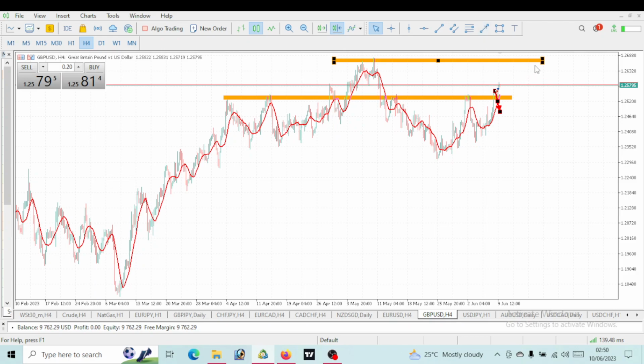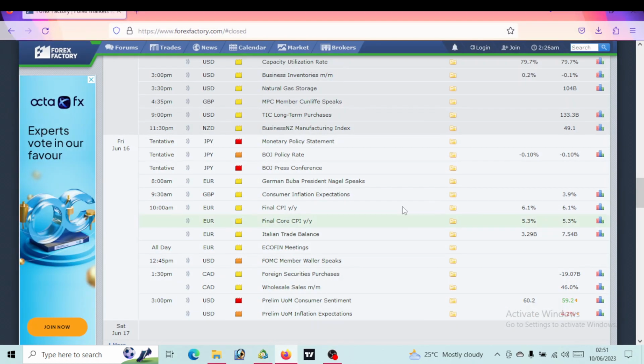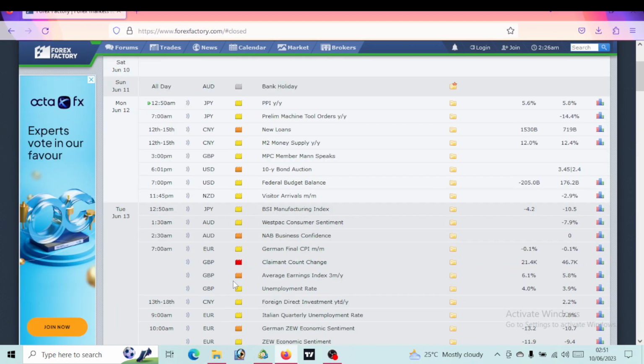And guess what? We will be taking out this ice. So GBP USD definitely needs to break this ice. Now take a look at what we'll be expecting. Let's start with the fundamental aspects. So this is on Forex Factory.